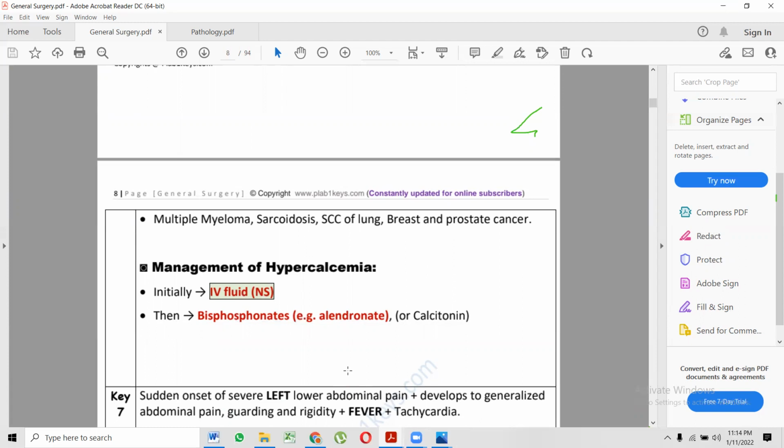Now, there is a clinical scenario. Let's see what it is. Sudden onset of severe left lower abdominal pain. So left lower abdominal pain develops to generalized abdominal pain, guarding and rigidity, plus fever, plus tachycardia. So can anyone tell me which part of the GIT is present in the left lower abdomen? Sigmoid colon and rectum. Yes, rectum, sigmoid colon, and descending colon. So we can say that in this scenario, there's a problem with the colon, sigmoid colon or descending colon.